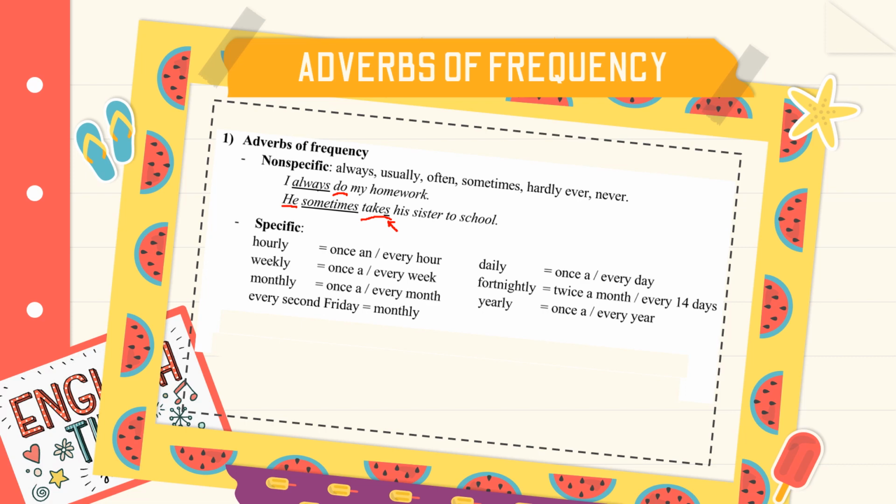And what about every second Friday? Every second Friday is the same as monthly. Why? Because second Friday only happens once a month. Okay? Just like the first Monday or the third Tuesday, they always come once a month. Okay? Example: I brush my teeth twice a day. He reads Quran daily. Where do you put the specific adverbs of frequency? At the end of the sentence. Okay, just like our examples here.